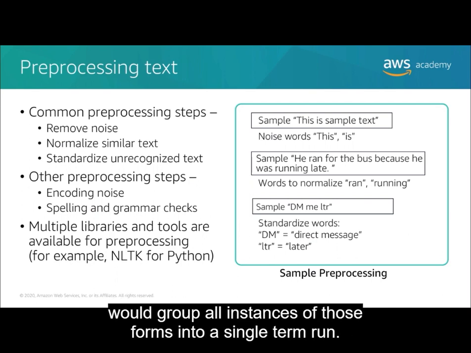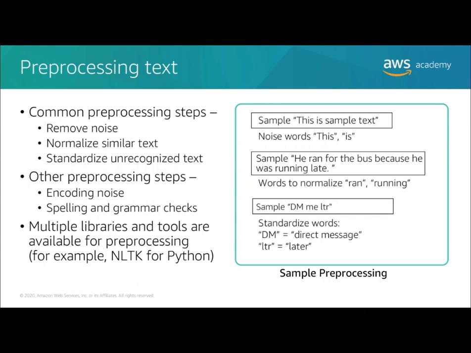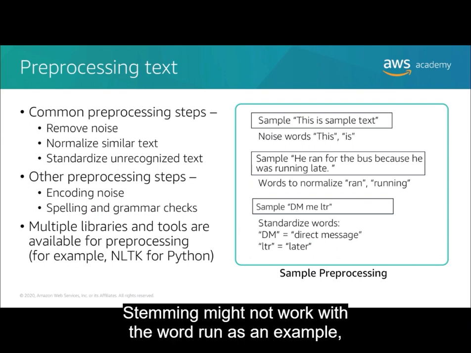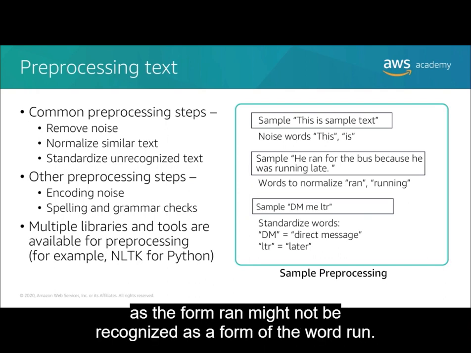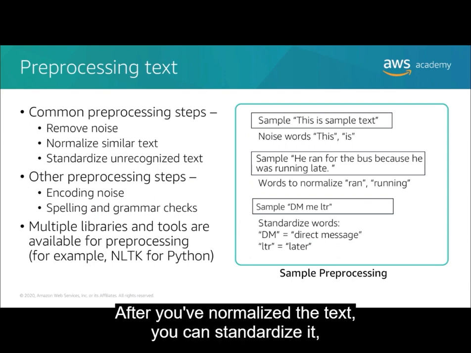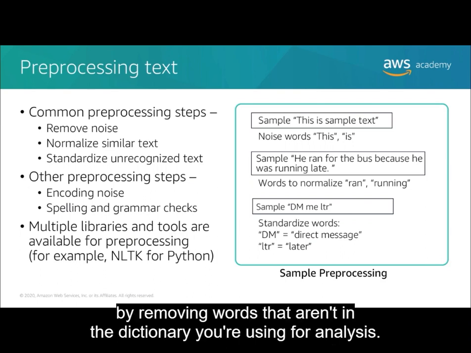Stemming, on the other hand, removes characters that the stemming algorithm considers unnecessary. Stemming might not work with the run example, as the form ran might not be recognized as a form of the word run. After you've normalized the text, you can standardize it by removing words that aren't in the dictionary you're using for analysis. For example, you could remove acronyms, slang, and special characters.